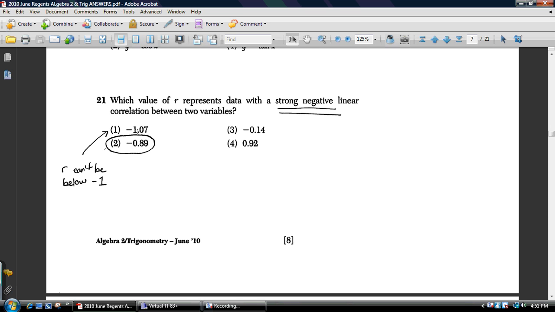That means you could immediately cross off this one. This one's not even negative. Cross it off. And of the two remaining choices, this is the more negative. Choose this one.